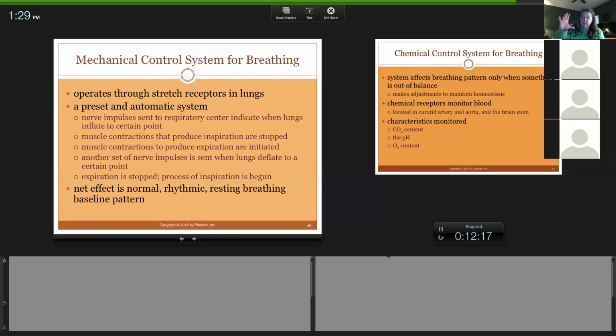So as the lungs expand and contract, anything that gets big and small, stomach, bladder, intestine, lungs, they are monitored by these stretch receptors. And remember, receptor, and think nervous system. It's detecting the size, and that is also going to help dictate inhalation and exhalation. But what do we get? You should get a normal, rhythmic, resting breathing rate.